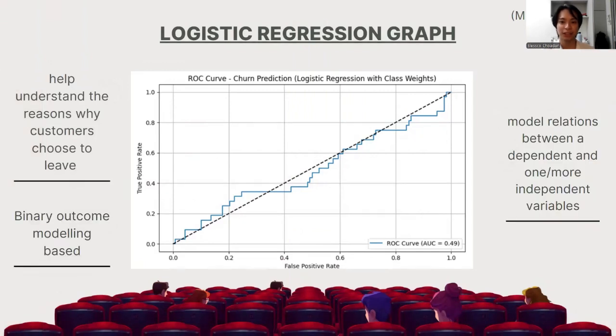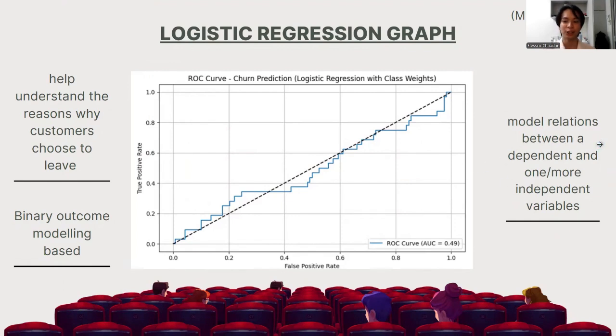This is a logistic regression graph. It helps us understand the reasons why customers choose to leave. The x-axis acts as the false positive rate, which is the percentage of non-churn customers incorrectly predicted to churn, while the y-axis is the true positive rate, which is the percentage of actual churners correctly predicted to churn, also called the recall and sensitivity.